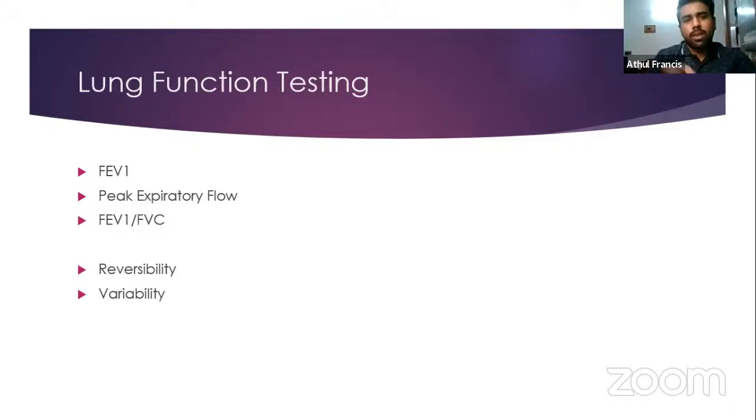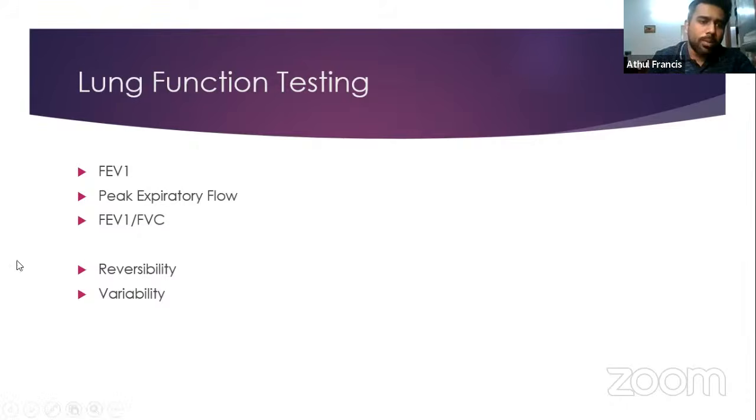Now, next is the supporting investigations. From here, I'll be talking mainly about whatever has been mentioned in GINA. There's not much of an explanation regarding lung function testing in your Harrison's, so from now on it will be mostly a pulmonology textbook based on the GINA guidelines. These are the parameters you should remember: FEV1, FVC, peak expiratory flow. There's something called bronchodilator reversibility, and there's something called variability. I'll be discussing all of this in detail.